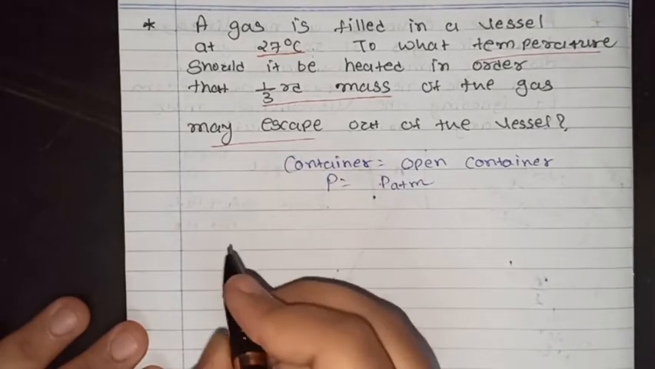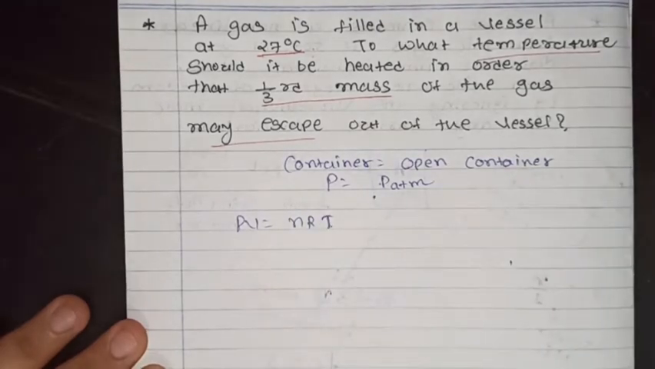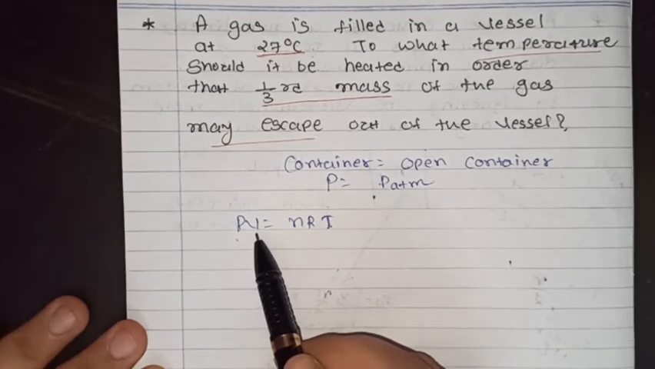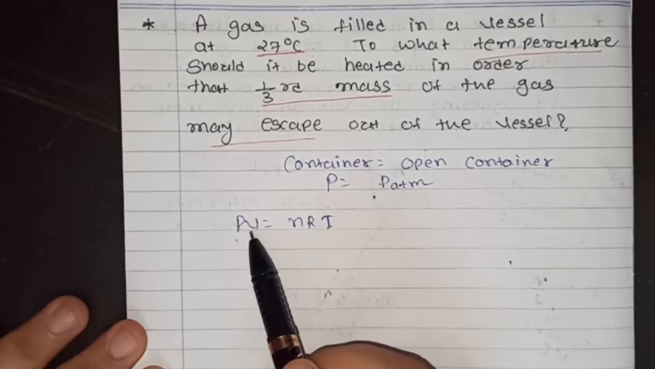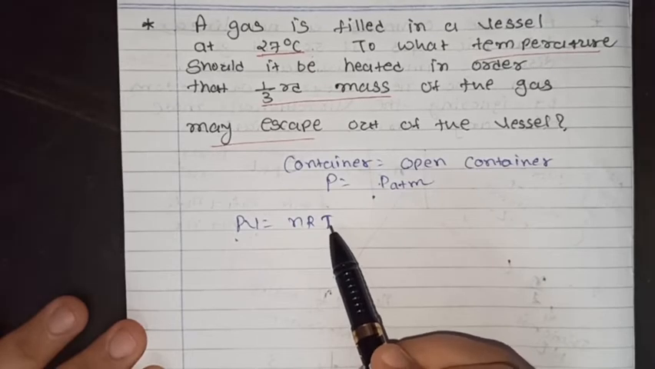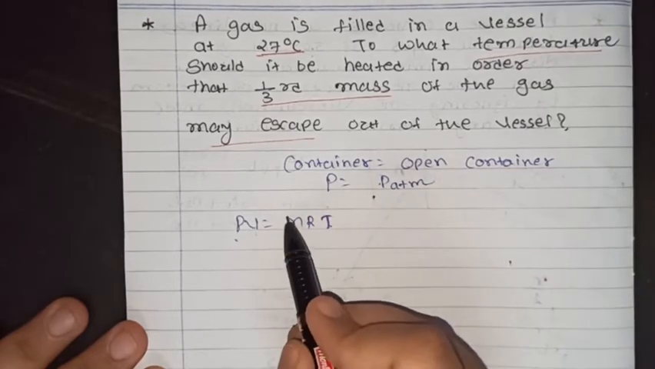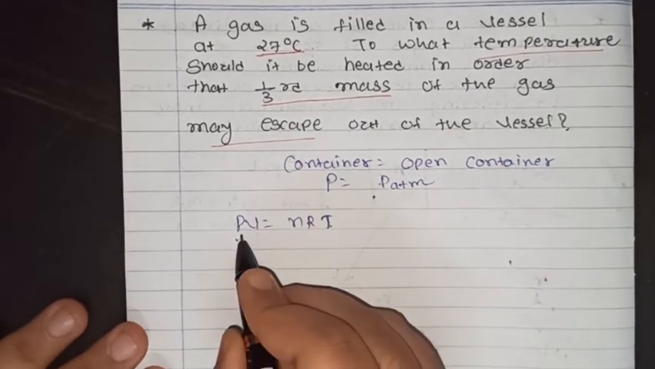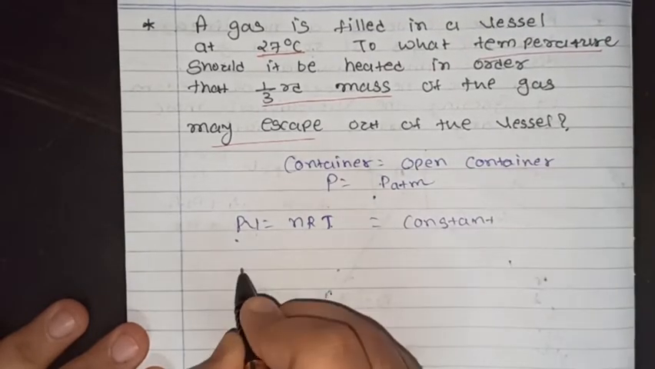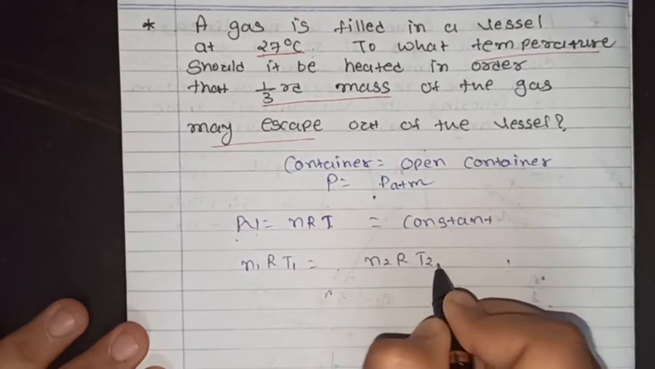Now we know that PV is equal to nRT. This is ideal gas equation. Here pressure will be atmospheric pressure and volume is the volume of container. P and V are constant, but temperature will change, and as temperature changes, some of the gas will escape out of the vessel. So number of moles will also change. We can write PV is equal to nRT is equal to constant. So N1 R T1 is equal to N2 R T2.